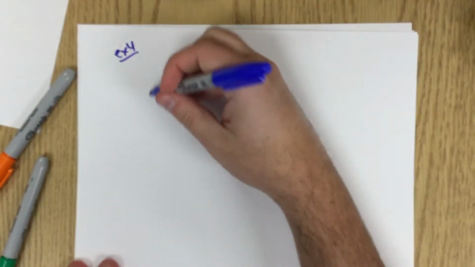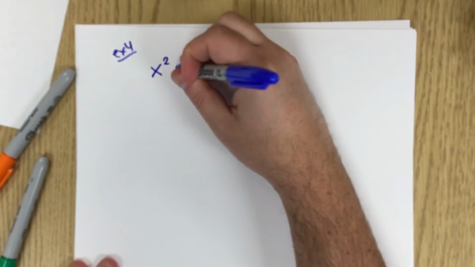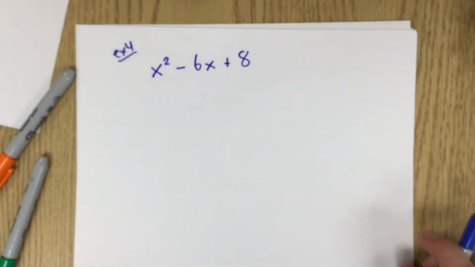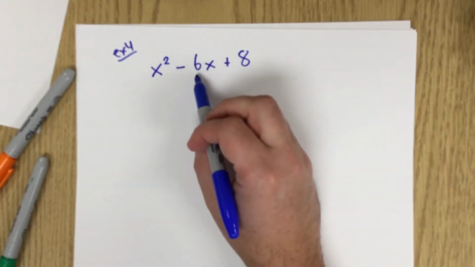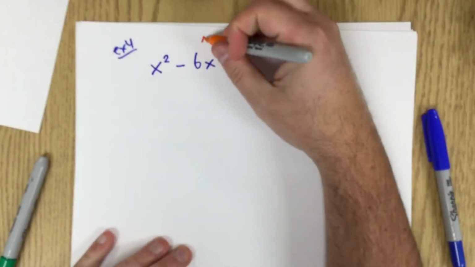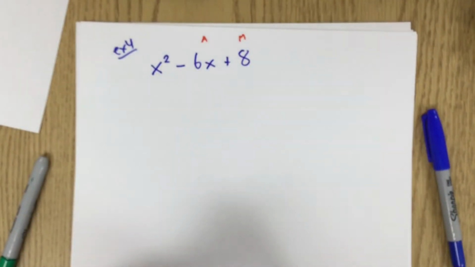Example 4. So we have x squared minus 6x plus 8. Now here it has to add up to a negative. So we're going to show all of them. So again, it has to add up to this and multiply to this.